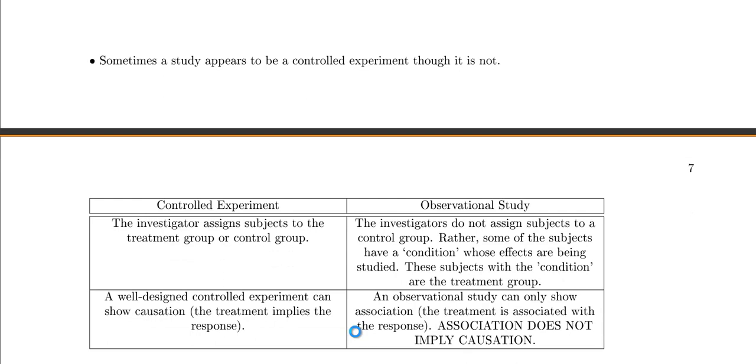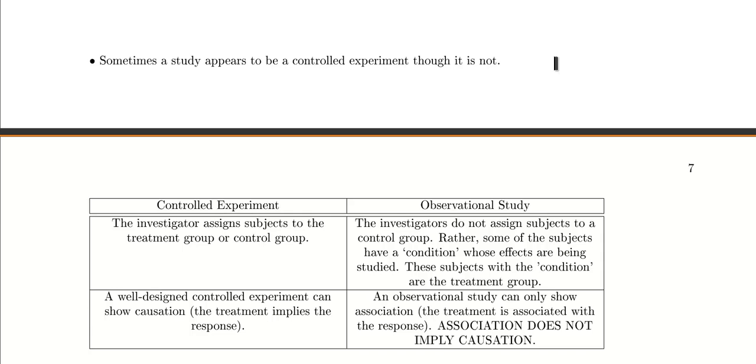So let's just summarize. In a controlled experiment, the investigator assigns subjects to the treatment group or control group. Versus in the observational study, the investigators don't assign the subjects to the groups. Rather, the subjects, or some of the subjects, have a condition whose effects are being studied, and the subjects with the condition are considered the treatment group. So when we talked about the smoking and anorexia, the subjects that smoked, that was considered the condition, and the people that smoked were in the treatment group.